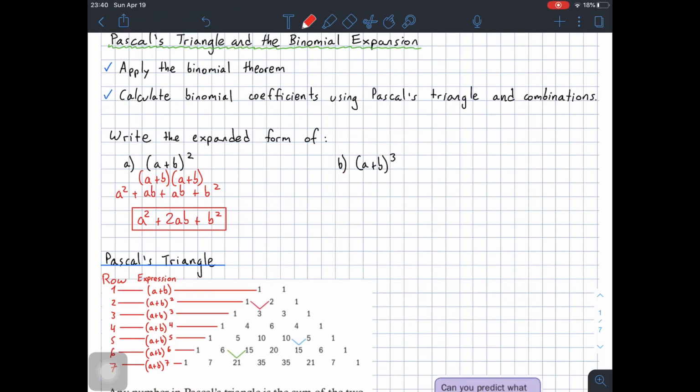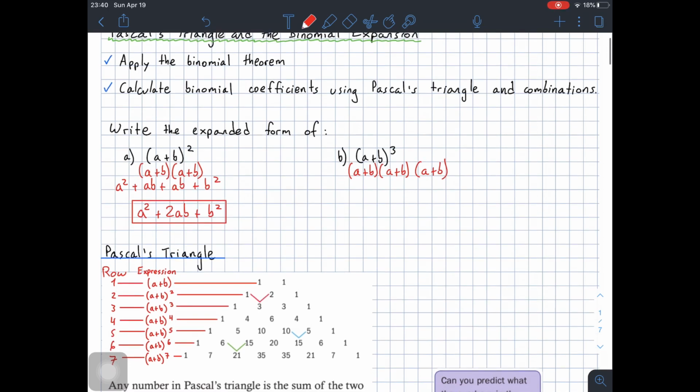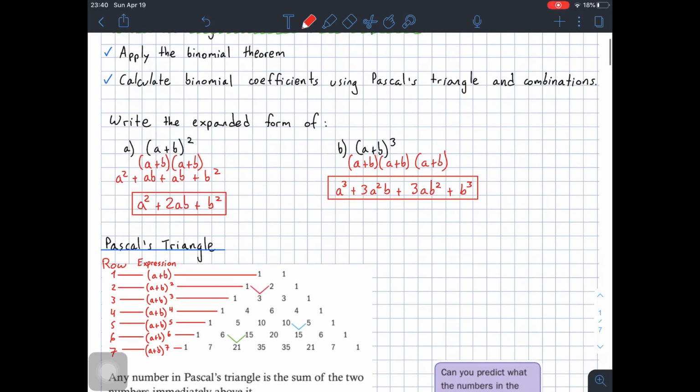And then (a + b)^3. In that case, we would have to multiply this three times. And in order to not waste too much time, I'll just write the answer for the expansion, which is a cubed plus 3a squared b plus 3ab squared plus b cubed. So we're going to see in a while how you can remember this expansion easily using the Pascal's triangle.